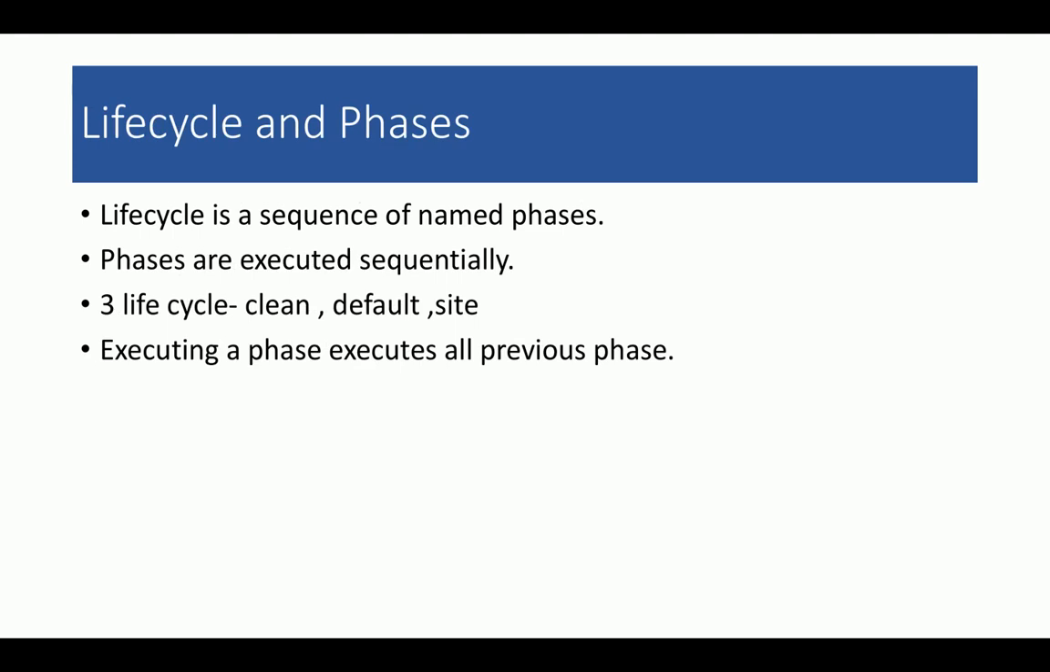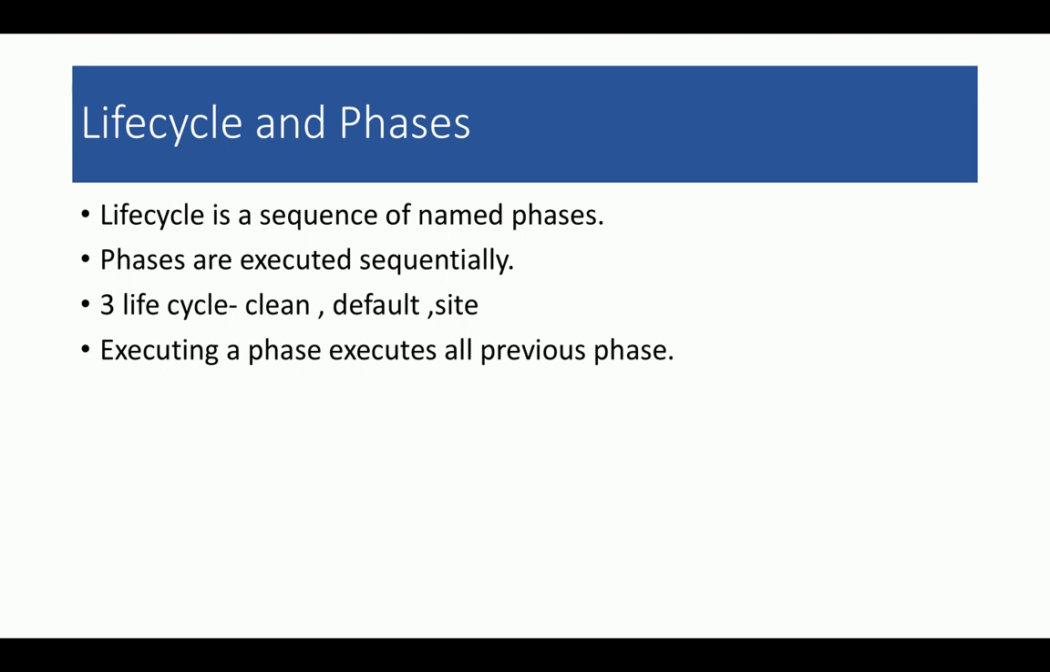So, life cycle and phases. In Maven, a life cycle is a sequence of named phases. Phases are executed sequentially. So in Maven, we have three life cycles: first is clean, default, and site. Suppose you run mvn package. So what happens?